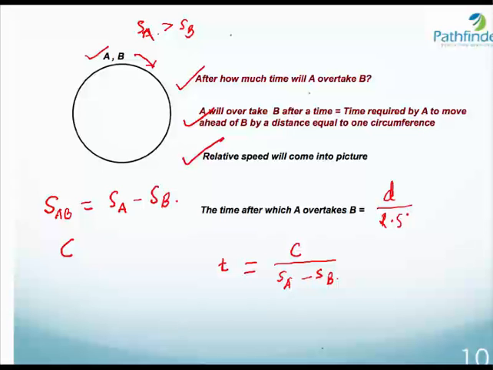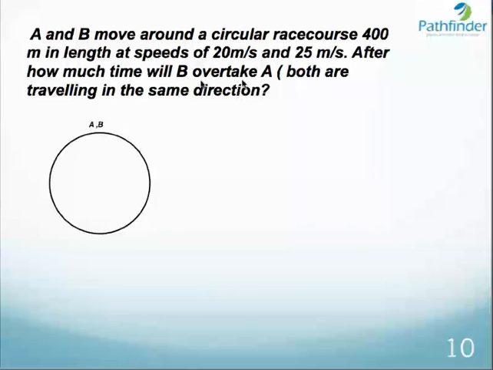So we can easily draw this inference: when A overtakes B for the first time, and A and B both are traveling in the same direction around a race course, the time after which A will overtake B is calculated as time t is equal to the circumference C divided by the difference of their two speeds. So let us now solve one question based on our concept.